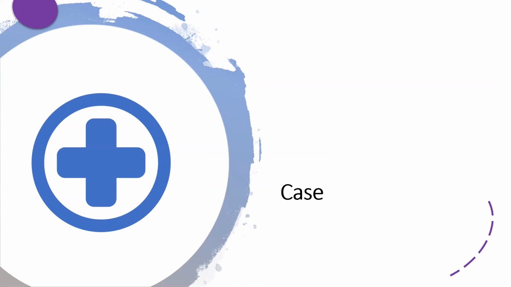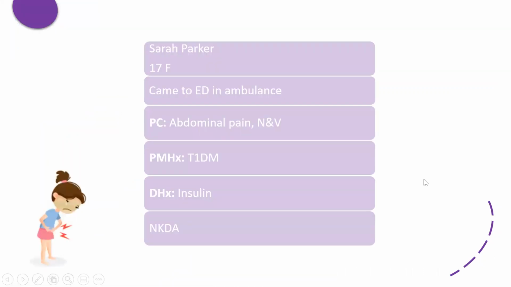Okay, so now we're going to discuss a case, and whenever you have an answer, just pop it in the chat box and we can discuss it. So here you have Sarah Parker, a 17-year-old female. She's come to the ED in an ambulance, presenting with abdominal pain, nausea, and vomiting. She has a history of type 1 diabetes. She's on insulin, but no other medications, and she has no drug allergies.